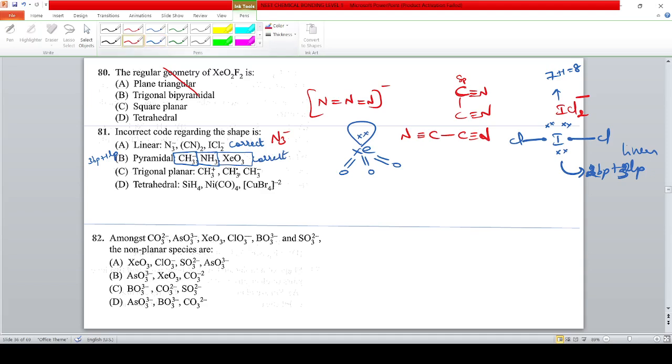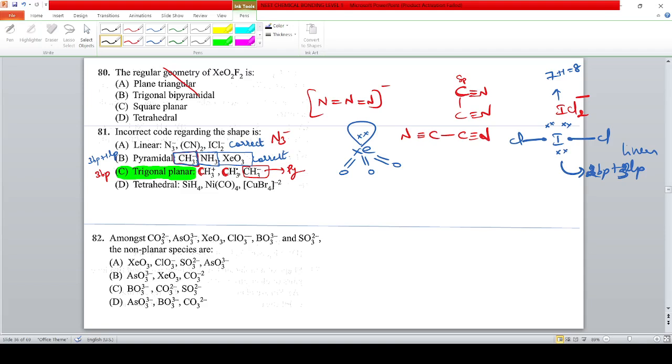Third one, trigonal planar. Yes, there are only 3 bond pairs. Correct. The radical may also be considered as trigonal planar. But anyway, this is not trigonal planar. Why? Just now I told you, see here. It is pyramidal. It is not trigonal planar. So the given thing is not correct. So the answer for the question is option C.